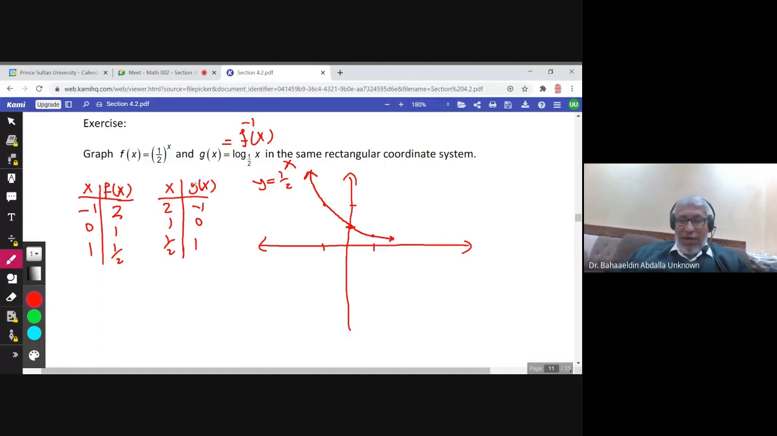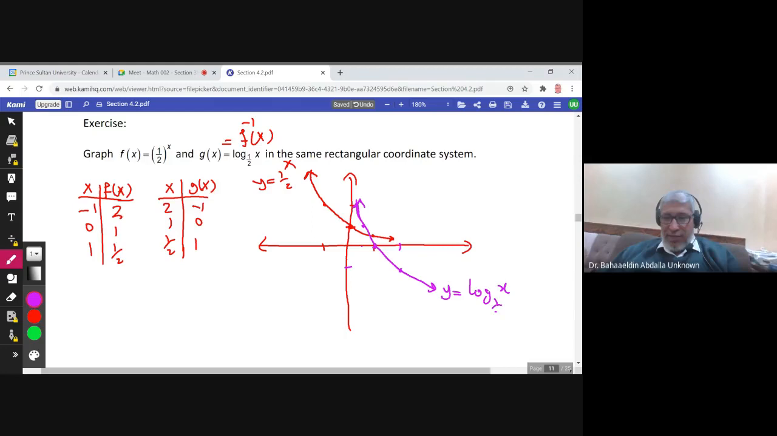Now, what would be the graph of g of x, the logarithmic function? At 2, it is -1. At 1, it is 0. At half, it is 1. So the graph would be like this. Okay, this is the graph of log x to the base half.